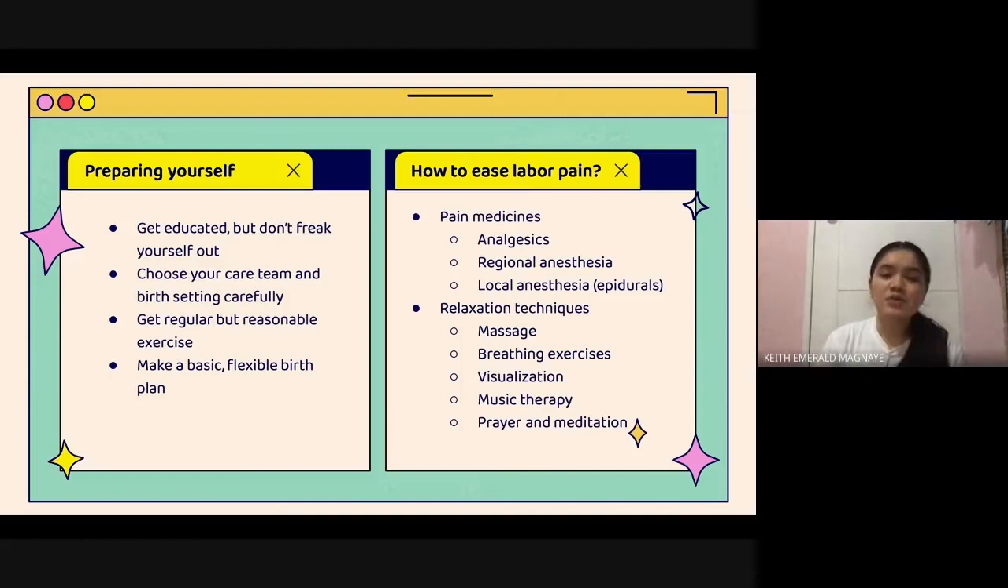Kaya maging mapanuri din po tayo sa mga nababasa natin sa internet o sa mga naririnig natin sa iba at alamin po natin kung ano po ba yung tama at totoo sa mga yun. At syempre po, mas nakakabuti po kung magtatanong po kayo sa doktor nyo po mismo. In that way, mas magiging personalized po yung info na pwede nyong malaman, depending po on your case and on your pregnancy. Next po is choose your care team and birth setting carefully.